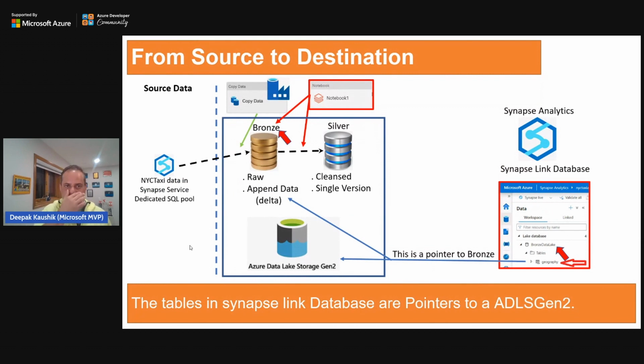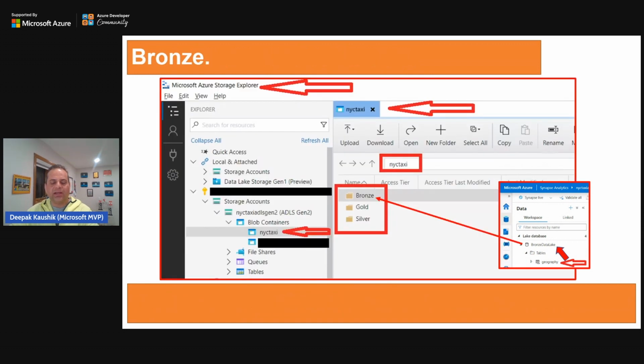And in this example, from Synapse, we are processing data into the bronze, doing some massaging, moving it into the cleansing, and that's what we are doing, and we are leveraging ADLS Gen 2. And in my Azure Storage Explorer, you could see I have three folders: bronze, gold, and silver, and this is how they look. Are they really tables, or are they in file format?